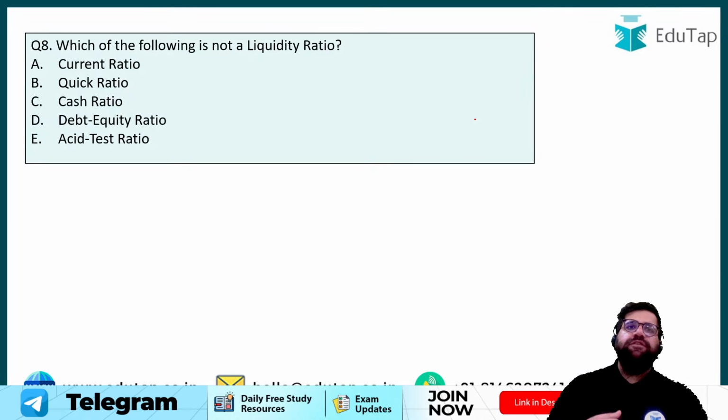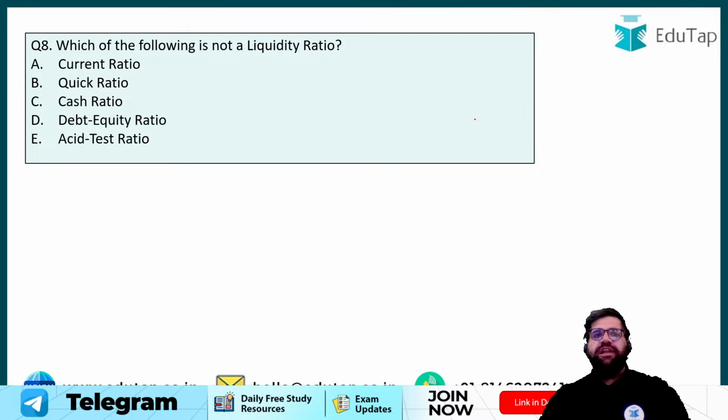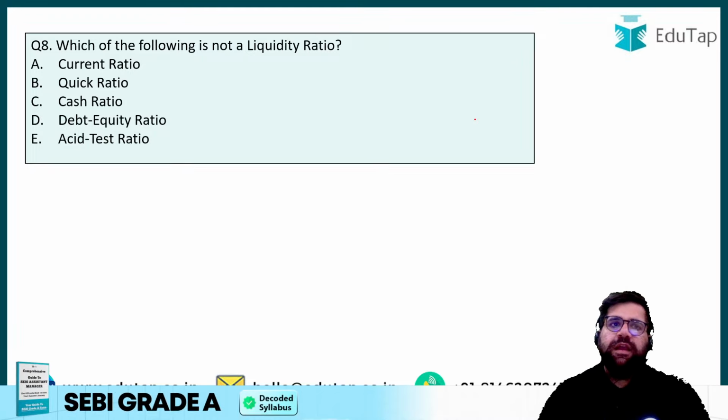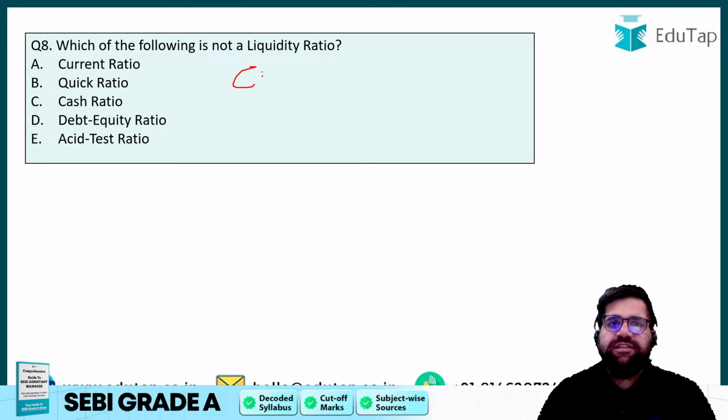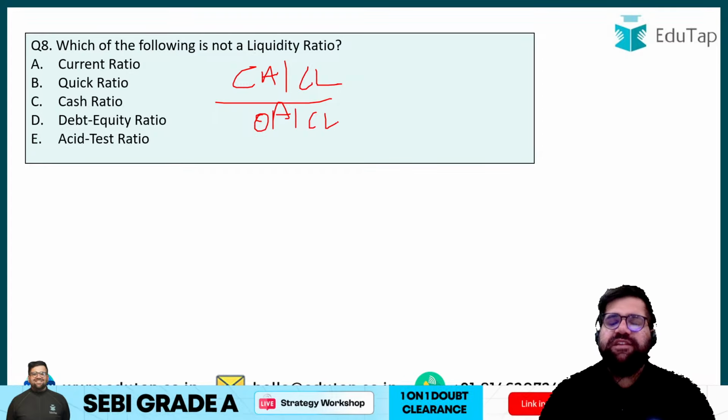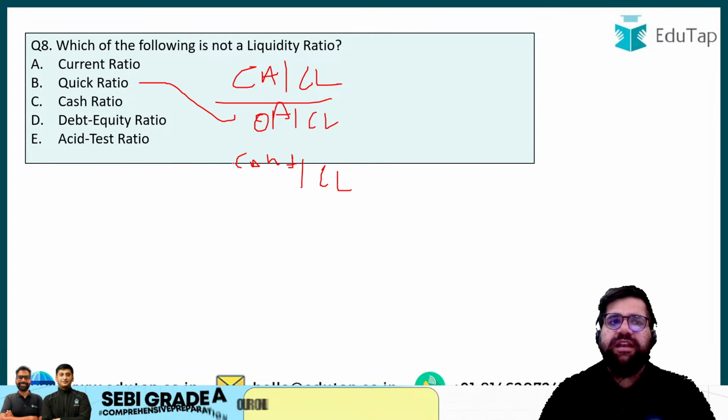Next question. Which of the following is not a liquidity ratio? Current ratio tells you about short-term liquidity. Current ratio formula is current assets divided by current liabilities. Quick ratio is quick assets divided by your current liabilities. Cash ratio is cash and cash equivalents divided by current liabilities.